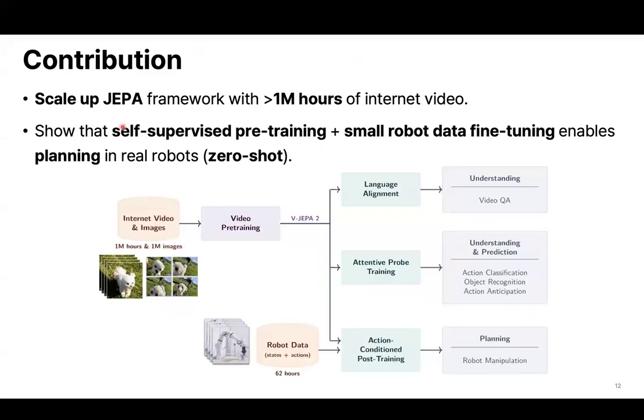So V-JEPA 2 scales up the JEPA framework. The JEPA framework just means self-supervised learning, one of them, with more than 1 million hours of internet video and images. Through self-supervised pre-training, it supports strong understanding and prediction across tasks like video QA, object recognition, and action anticipation. Then with a small amount of robot data, the model can be fine-tuned to enable planning in real robots in a zero-shot way.